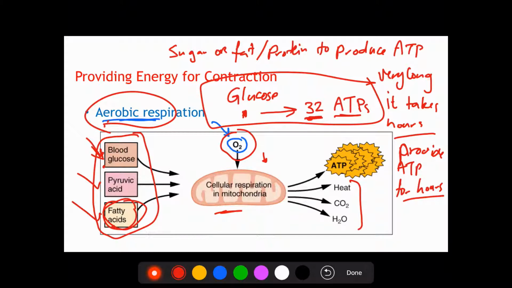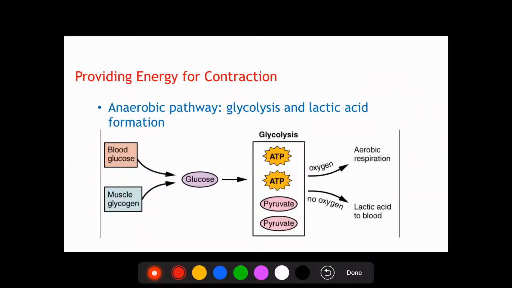However, if you are exercising, for example, and you start to have short breath, you are starting to inhale and exhale rapidly, this is a sign that the muscles are not getting enough oxygen, and therefore they are going to switch to the anaerobic pathway. Anaerobic means no oxygen provided or needed. No oxygen needed to provide energy.